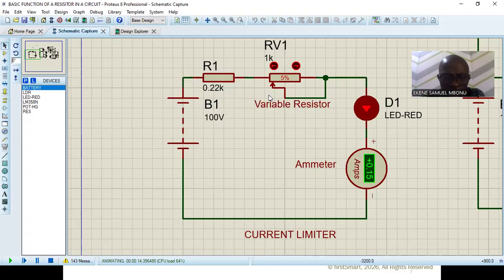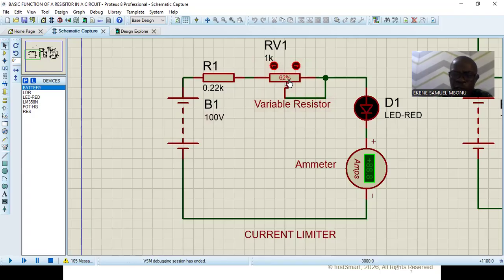Okay. So please, your name? My name is Ben Okereke Ben Chigozie. Okay, Ben. So we can confidently confirm that a resistor limits current flow in a circuit.